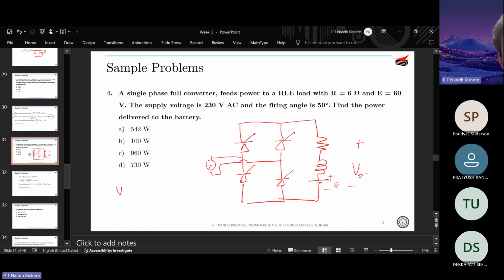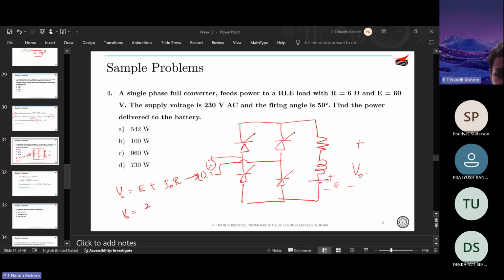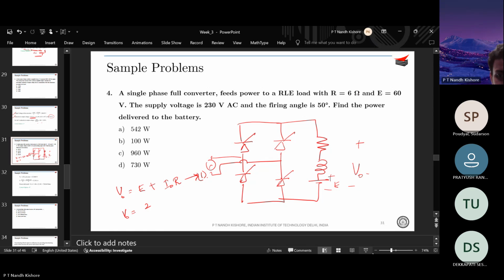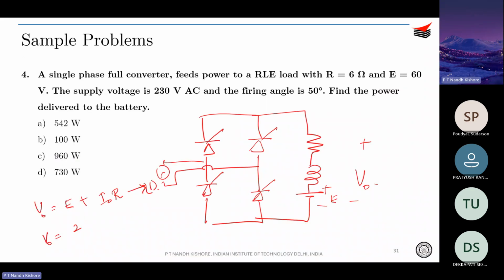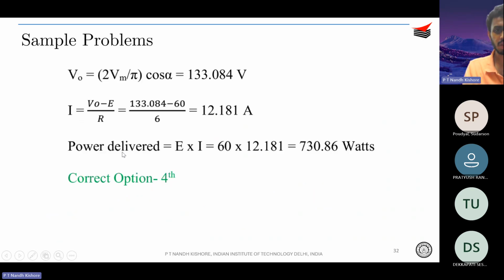We solved this, right? So one was V naught is equal to E plus I naught into R. So this is one equation. The other equation is V naught is 2 Vm by pi cos alpha. So just equate 1 and 2, right? You should be able to determine everything, correct? Just equate it. You will be able to get what is V naught, what is I.